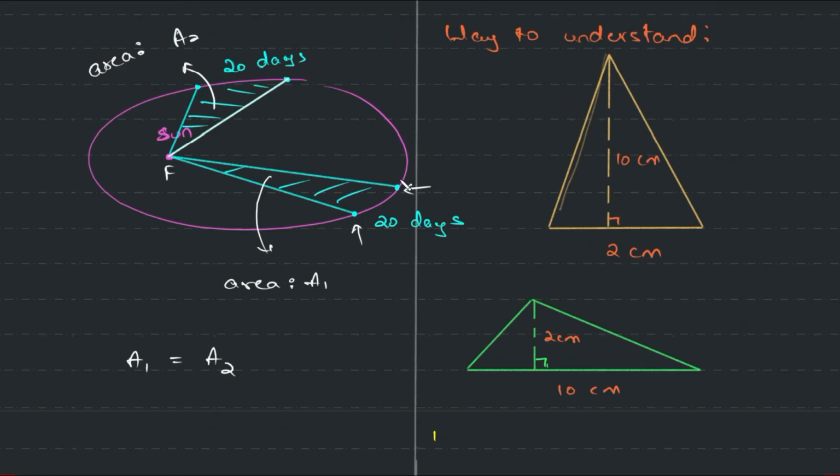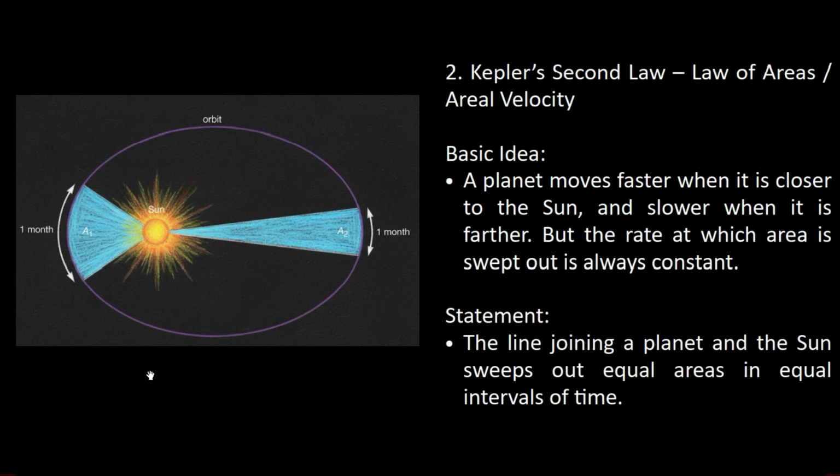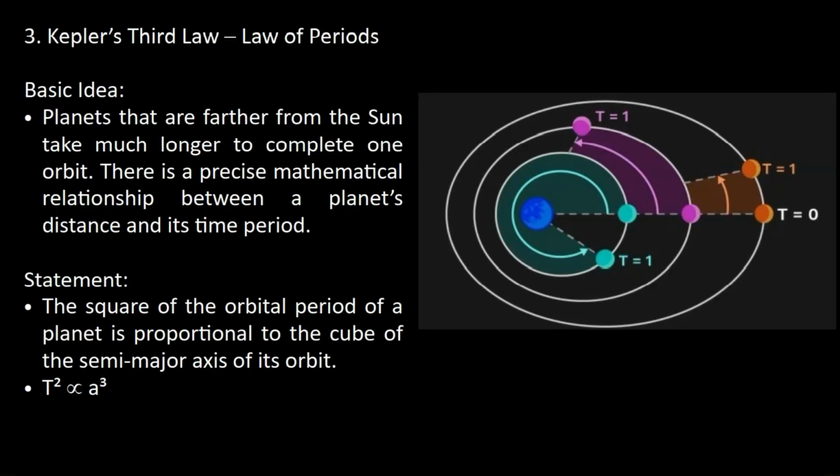So this will be proving actually. Line joining a planet and the sun sweeps out equal area in equal interval of time. And your third, so law of your time period. Planets that are further from the sun take much more longer to complete one orbit. This is a precise mathematical relationship between a planet's distance and its time period.